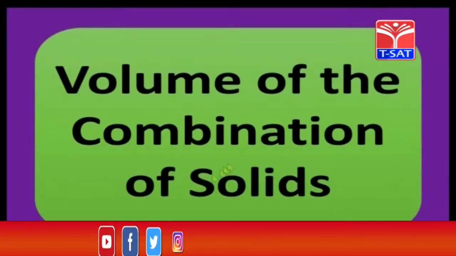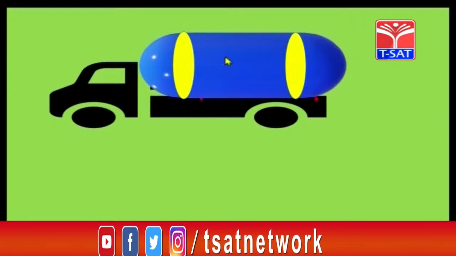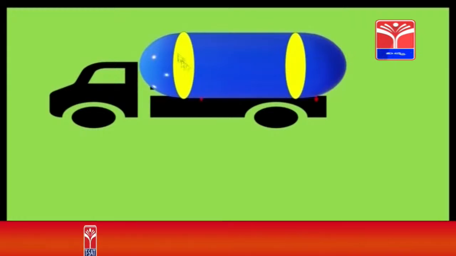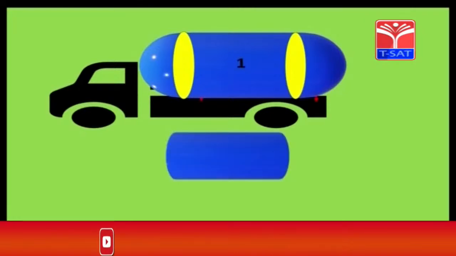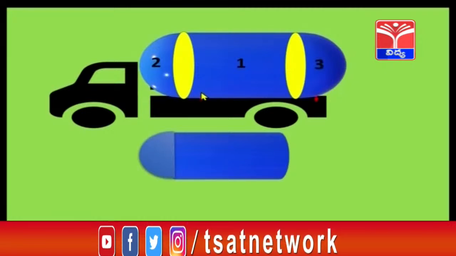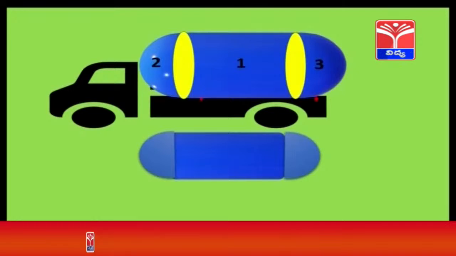Now, volume of combinations of solids. See, this is an oil tanker, and here I want to find out the volume of this complete oil tanker. So, the oil tanker is a combination of our known solids. Just name the solids. Yes, the first one is a cylinder, and second one is a hemisphere, and third one is also hemisphere. So, it is a combination of three solids: hemisphere, cylinder, and again hemisphere.